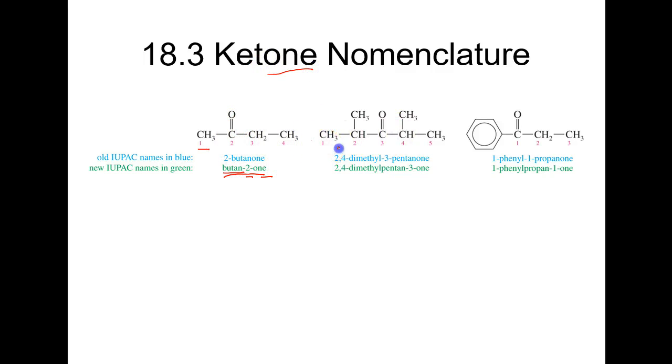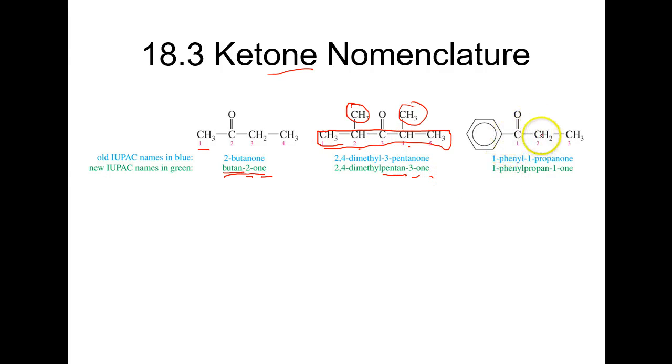All right, this one here is your longest chain of 5 carbons, and you've got a methyl and a methyl as your substituents. So you have 2,4-dimethyl. It's 5 carbons, so it's pentan. The carbonyl's on the 3rd carbon, 3-one.